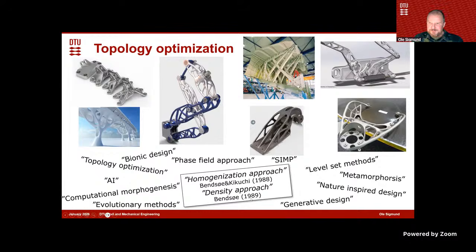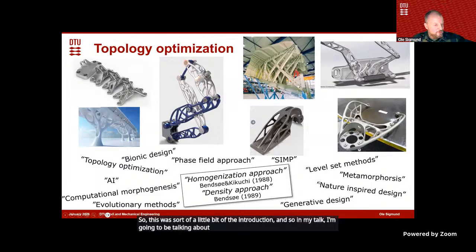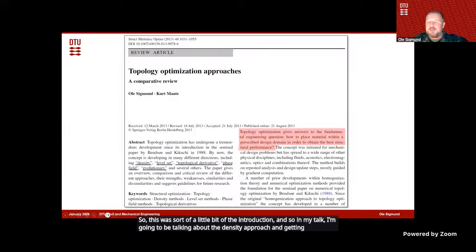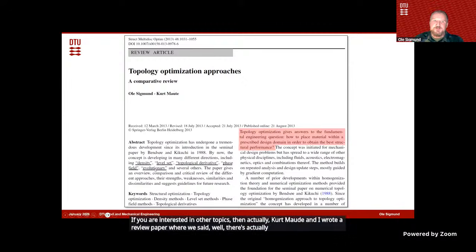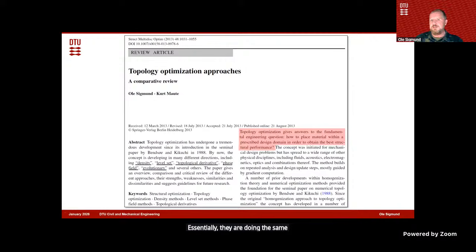So this was sort of a little bit of the introduction. And so in my talk, I'm going to be talking about the density approach and getting into the details about that. If you are interested in other topics, then actually Kurt Mauder and I wrote a review paper where we said, well, there's actually not that much difference between the methods, like density, level-set, topological derivative, phase field, evolutionary. They have many names. Essentially, they are doing the same with small differences in them. And we are reviewing and discussing that in this paper.